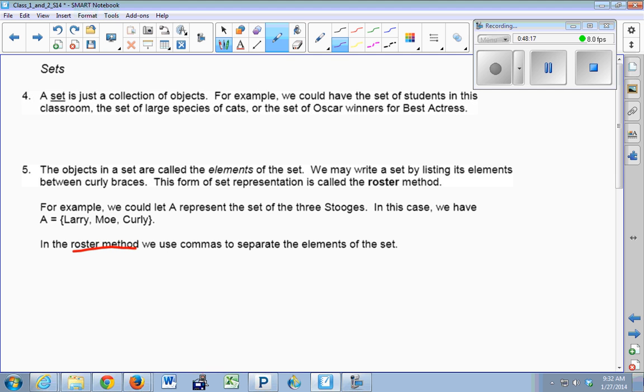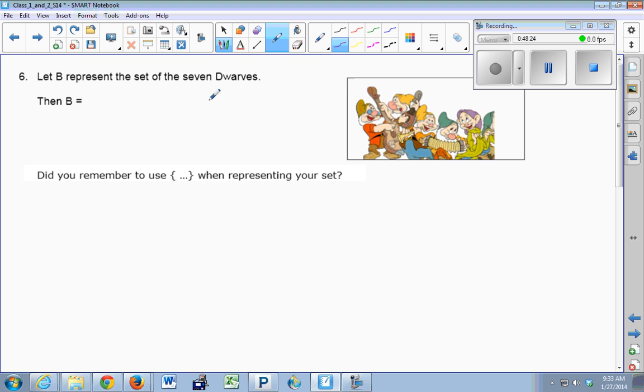So what I'd like you to do now at your tables is to use the roster method to list the set of 7 dwarfs. Okay, well, we'll let the other 2 tables listen in. All right, first of all, after B equals, did you remember to start your set off with this notation? That's really critical. So before you start listing, you have to have your braces. So who wants to show off? Kenneth, you want to show off? All right, so go ahead.